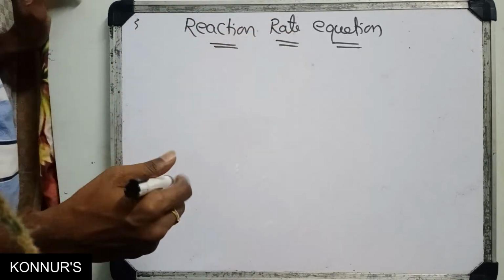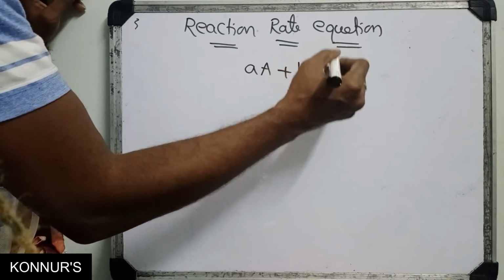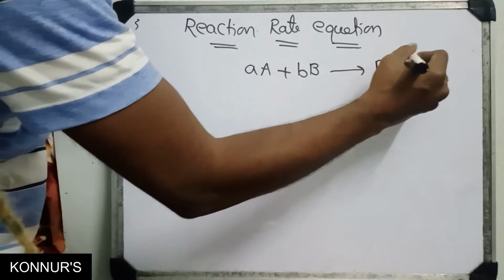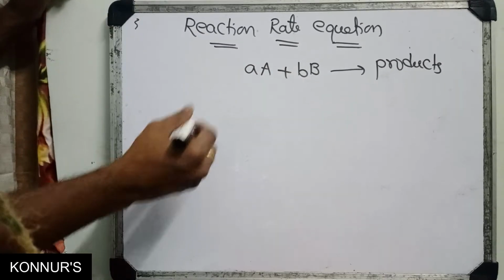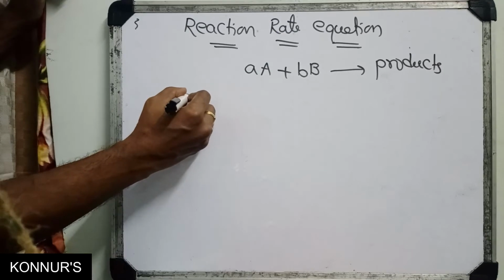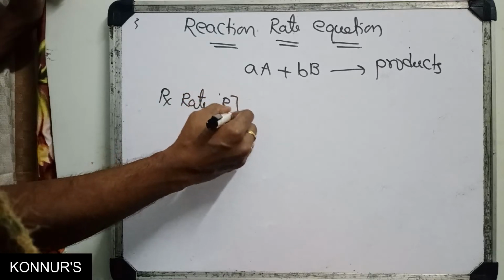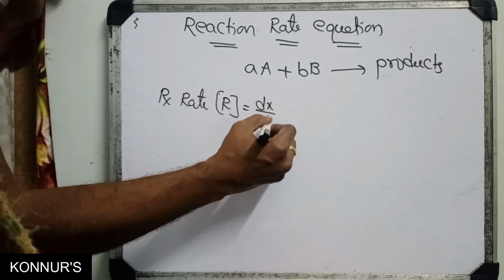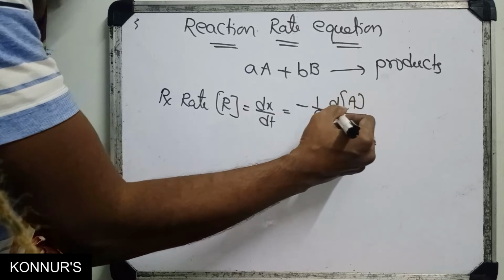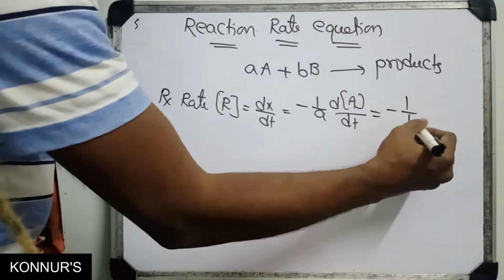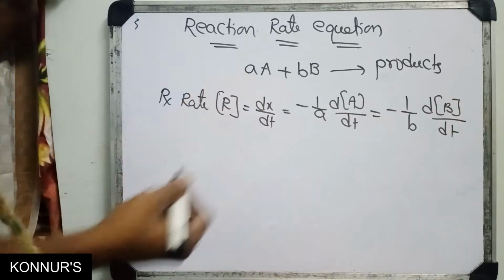So the reaction rate depends on, suppose aA plus bB gives rise to products. Suppose this is the equation. What is the reaction rate? Suppose you take the reaction rate as capital R, otherwise dx by dt, that equals minus 1 by a dA by dt, otherwise minus 1 by b dB by dt. So any one of these you call the reaction rate.